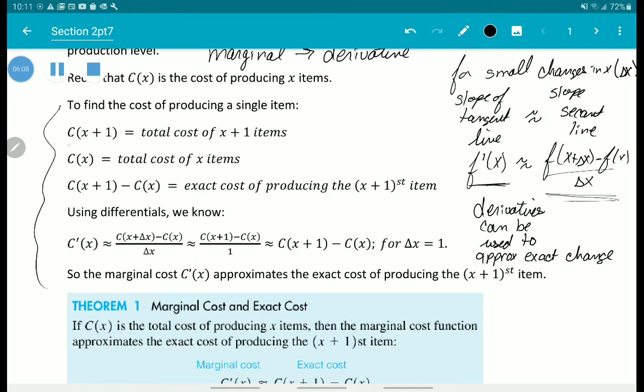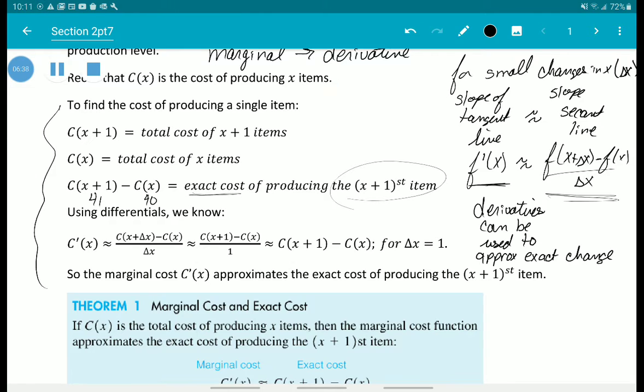So when I talk about C of x plus 1, C is the cost equation, and that's the total cost of producing x plus 1 items. C of x is the cost of producing x items. Now, if I take those two numbers and I subtract them, that's going to be the exact cost of producing the x plus first item. So maybe this is 41 and 40. That would be the cost of producing the 41st item.